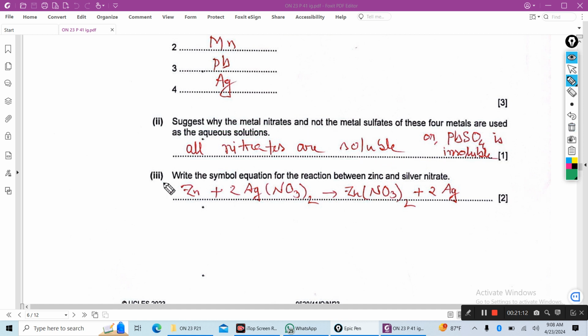Number 3, write the symbol equation for the reaction between zinc and silver nitrate. Zinc, silver nitrate, and you know, zinc is more reactive, so zinc displaces silver. Zinc nitrate and silver are formed. This is a displacement reaction. Why does the reaction happen? Zinc is more reactive than silver, so zinc displaces silver from its salt.